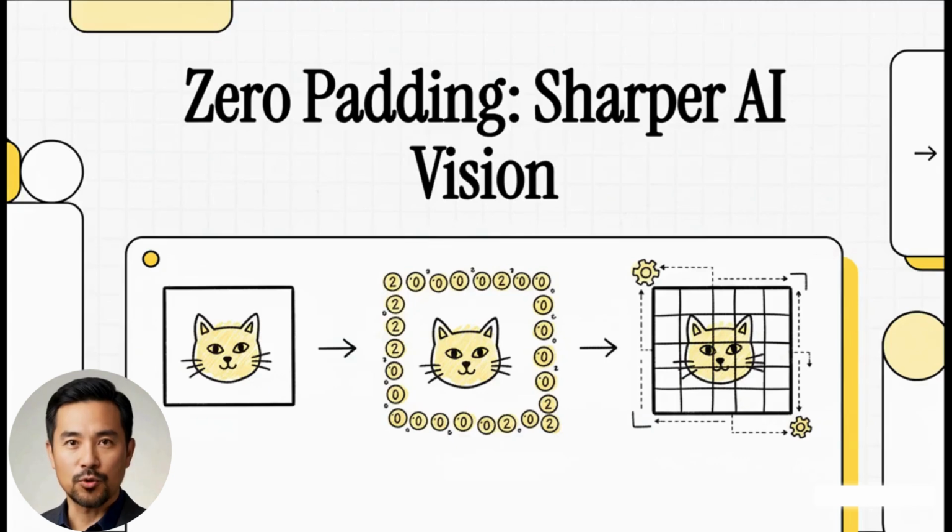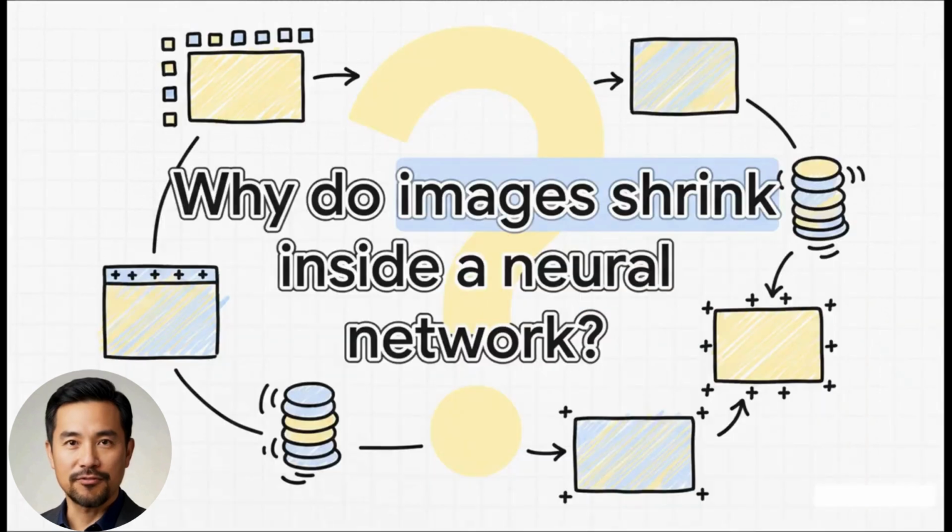Welcome to The Explainer. Today, we're diving into something that sounds super simple, but is actually a huge deal in AI vision. It's called zero padding, and it's basically the secret ingredient that helps our neural networks see things way, way more clearly. But before we get into the solution, let's talk about the problem it solves.